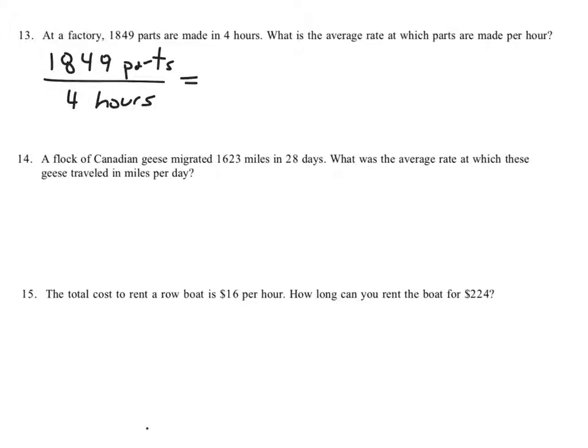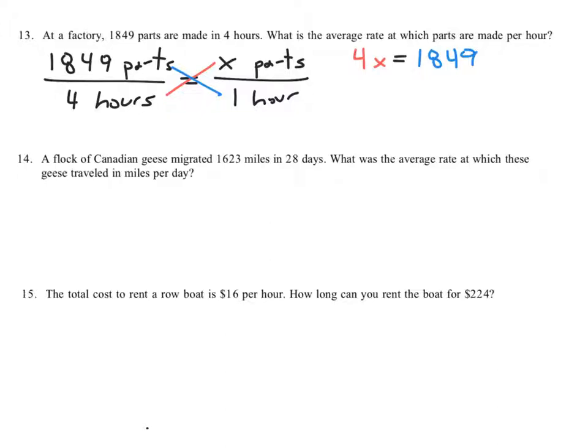Okay, so what we've got to do is say that equals how many parts every 1 hour. And now we just solve it as a proportion. And remember what we do when we solve proportions, we say this times this, 4 times x or 4x equals this times this, or 1,849 times 1, or 1,849. Okay?